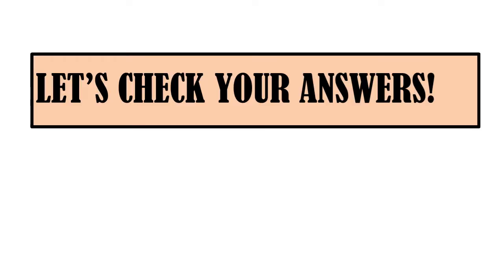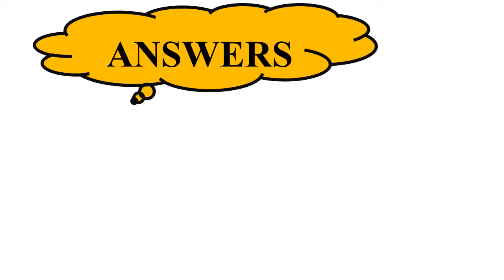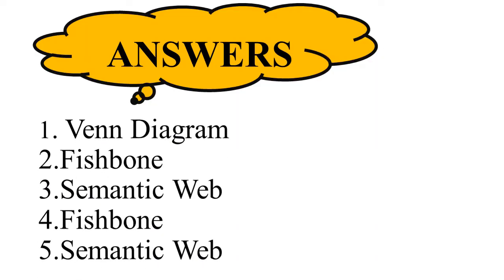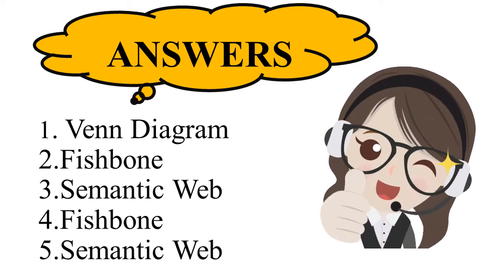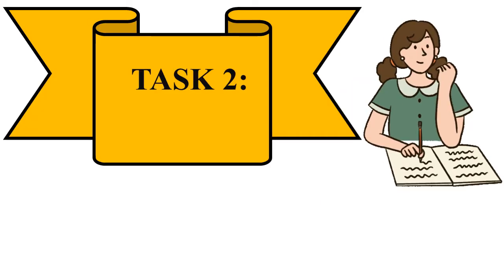Now, let's check your answers. Number 1, Venn diagram. Number 2, fishbone. Number 3, semantic web. Number 4, fishbone. Number 5, semantic web. Now, did you get a perfect score? Great! Good job! This time, let's go to our task number 2.